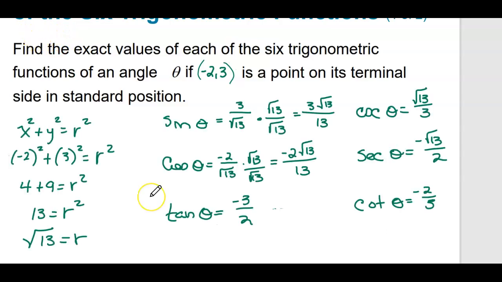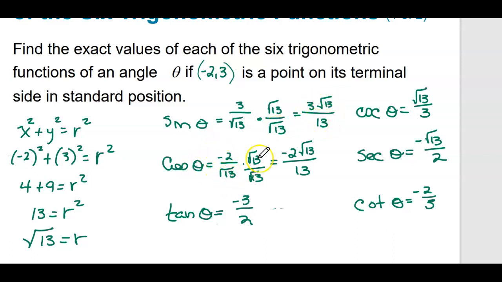Okay, so using negative 2 as x and 3 as y, we're going to plug that into our formula to find r. Negative 2 squared is 4, 3 squared is 9, that gives us 13. You're going to take the square root, and r is going to be the square root of 13. So sine is going to be y over r. We're going to rationalize that. So our final answer is 3 square root of 13 over 13.